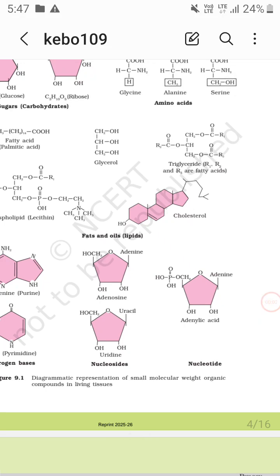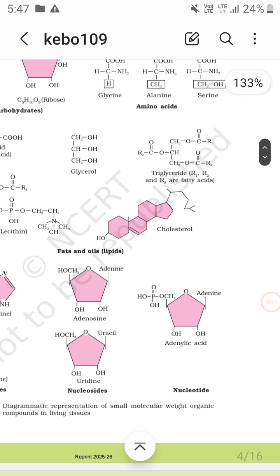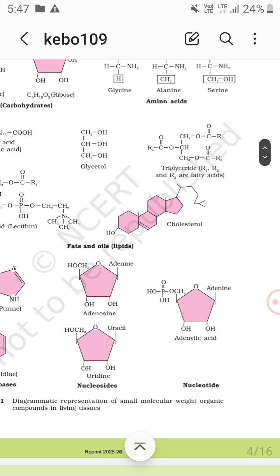CH, CH2, OH, OH, OH, this is glycerol and triglyceride. R, R1, R2 and R3, these are fatty acids. These are fatty acids esterified with the glycerol.